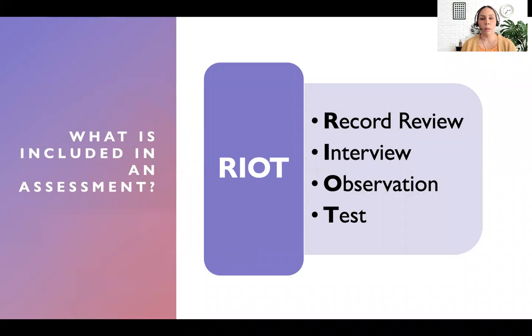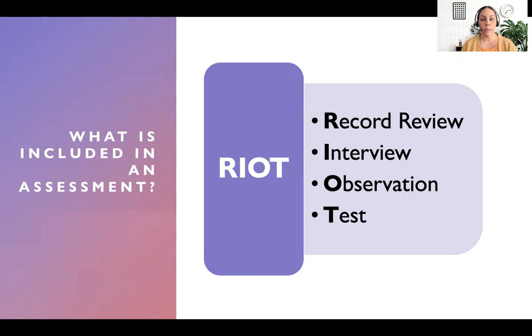Okay, now we're going to talk about what is included in a psychoeducational assessment. And the first thing I want to share with you is this acronym called RIOT. And we as assessors use this acronym to help us remember to include certain components in our assessment. RIOT stands for record review, interview, observation, and test.